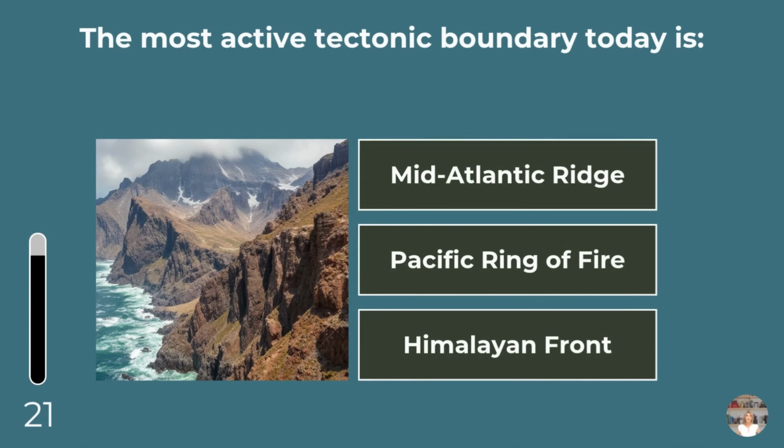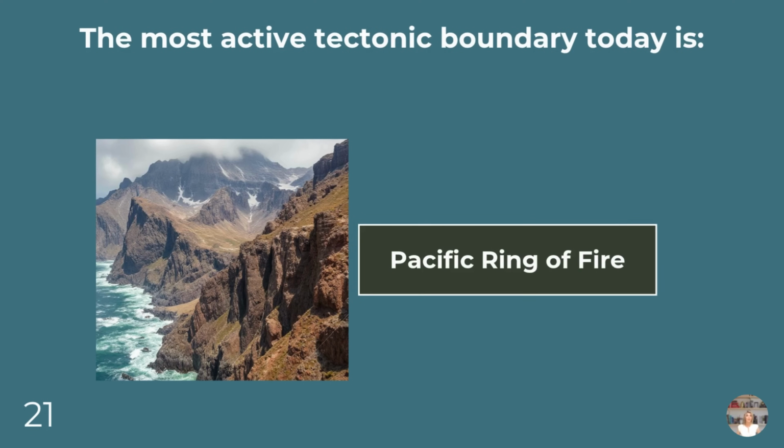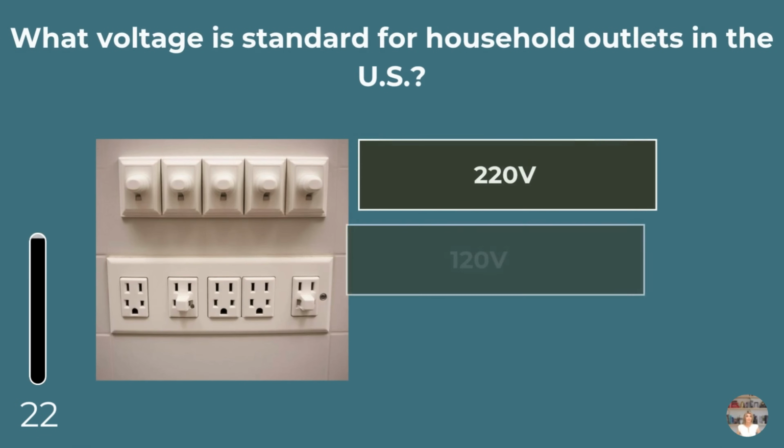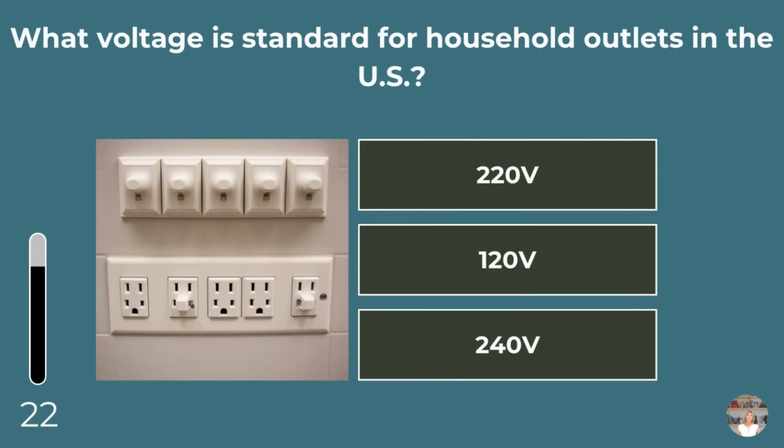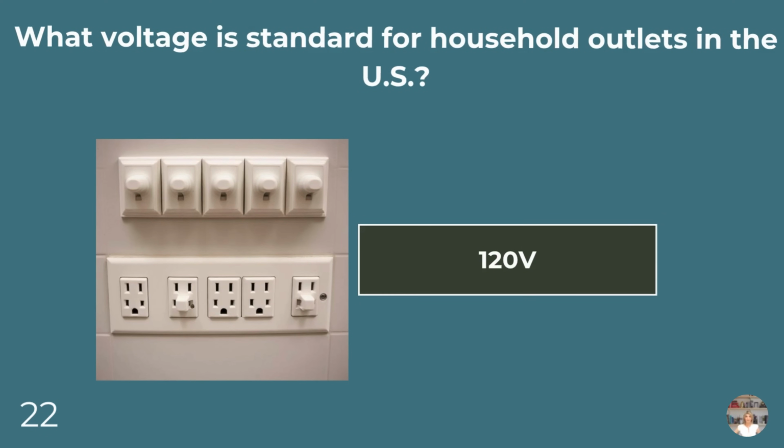The most active tectonic boundary today is the Mid-Atlantic Ridge, the Pacific Ring of Fire, or the Himalayan Front? The Pacific Ring of Fire. What voltage is standard for household outlets in the US? 220 volt, 120 volt, or 240 volt? 120 volt.